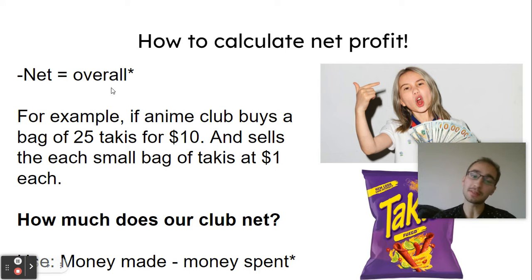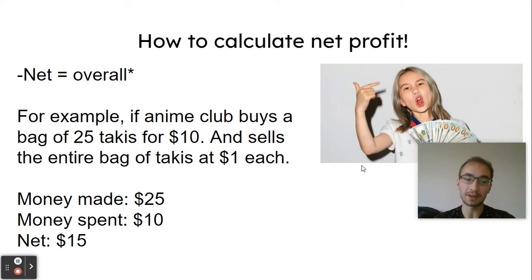Hopefully you noticed we had 25 Takis. We sold each one for $1. So we made $25, but it cost us $10. So you do 25 minus 10, and our net profit is $15. Okay, not great. That's why we had to sell other things, because we're not making too much money per Taki.